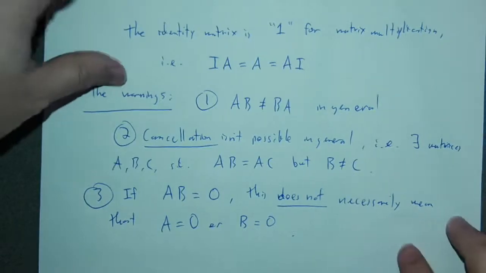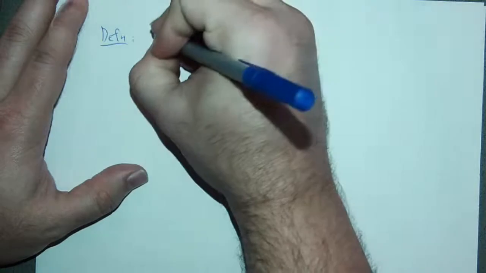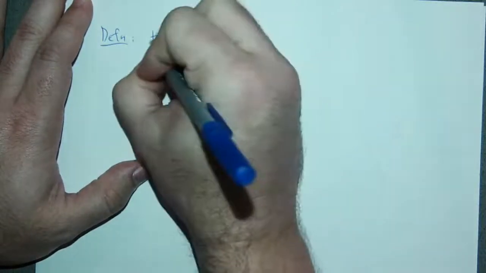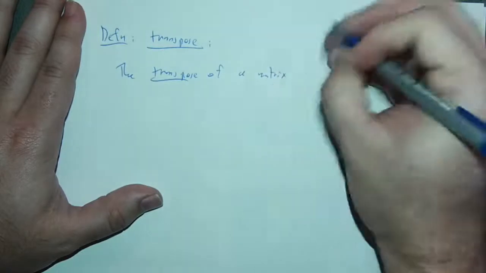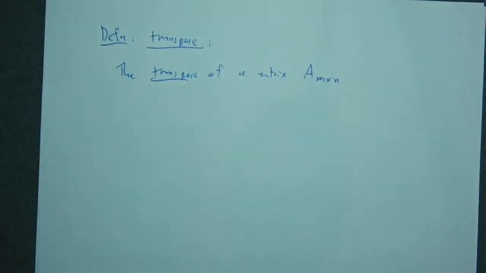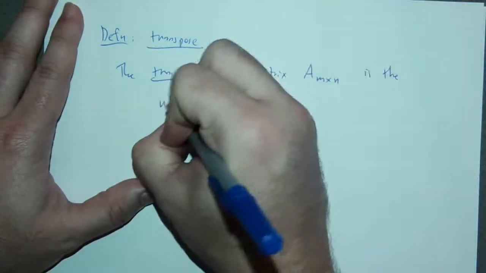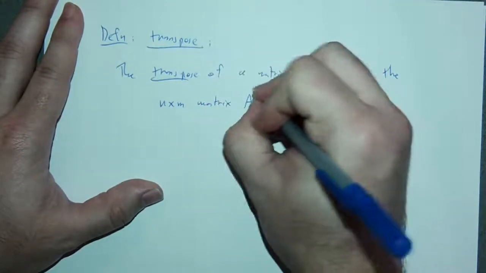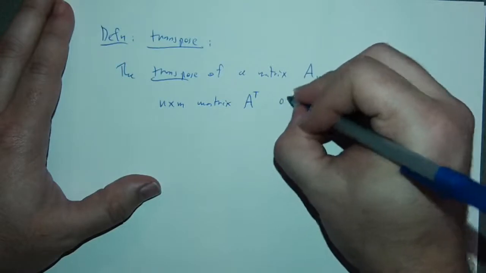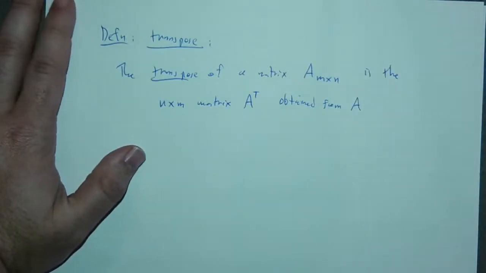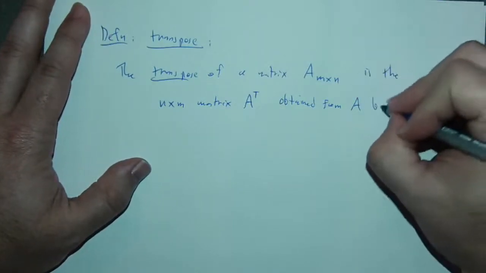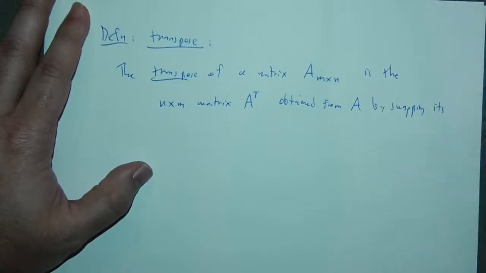Okay, one more thing before I move on, and that's the transpose of a matrix. Okay, so definition. Transpose. So what is the transpose of a matrix? The transpose of a matrix A that is an m by n matrix is the n by m matrix called A transpose obtained from A by swapping its rows with columns.